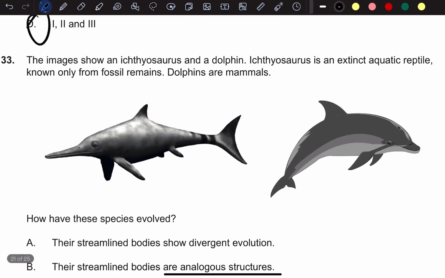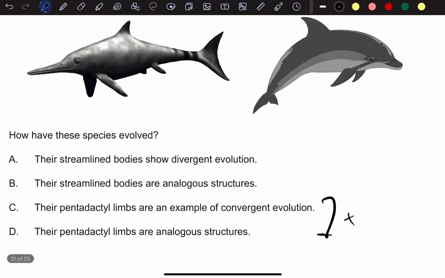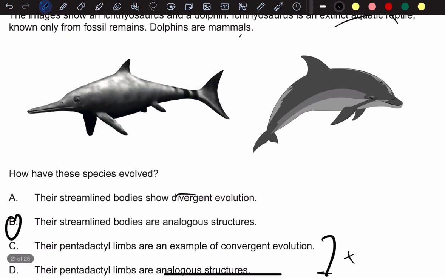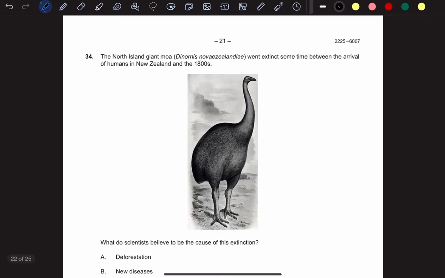And what we do know is that the ichthyosaurus is an extinct aquatic reptile. We know dolphins are mammals. So if we look at their cladogram, we know they're not going to be from the same family, right? So they're not part of divergent evolution. They are analogous structures. Despite the fact that these two don't have a common ancestor, they have a similar streamlined body shape, because the needs of their environment are similar, leading them to adapt in a similar fashion. That's the best way I can say it. Yeah, sorry if it's confusing. Okay, 34.